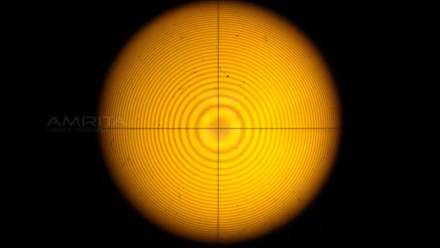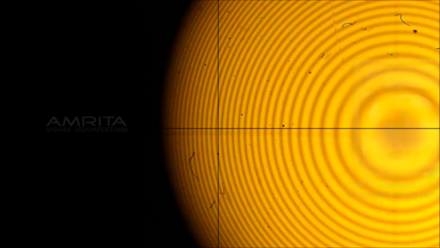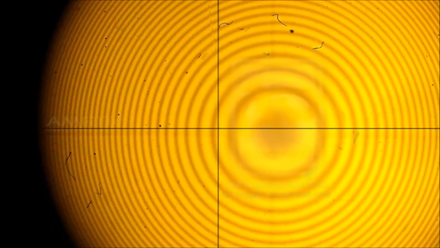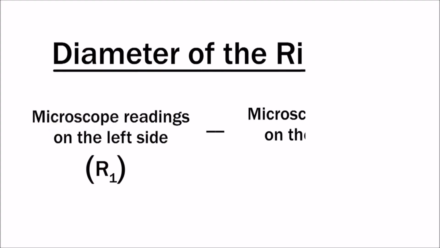Focus the traveling microscope to see the bright and dark circular fringes. Fix the vertical crosswire of the microscope on the 20th bright ring at leftmost end and record the reading on the horizontal scale. Repeat these measurements for microscope movement from left to right and evaluate the diameters of different rings.